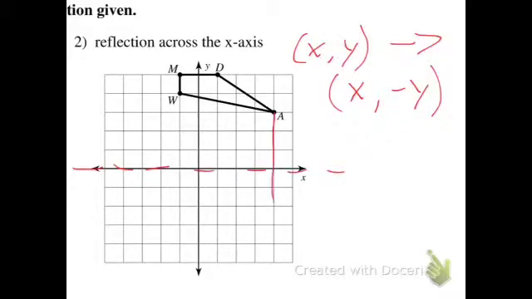So A was 3 above, so it needs to be 3 below. A prime is going to be there. D was 5 above, so it's going to be 5 below. There's D. M was 5 above, it's going to be 5 below. M prime. W was 4 above, it needs to be 4 below, so there's W. And I got my 4 vertices, and I got a reflection done.